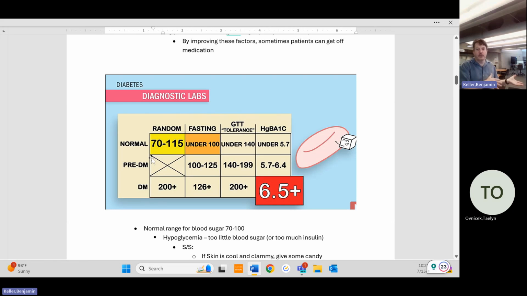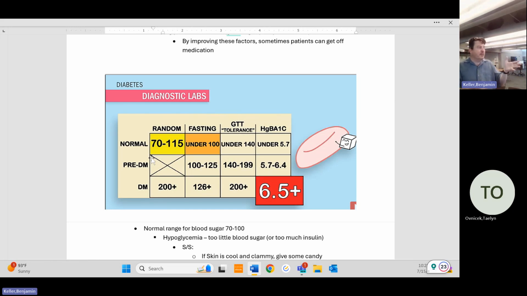Sometimes it's just as little as losing like 10% of somebody's body weight. So if you're 200 pounds, that might be losing 20 pounds. And that might be enough. So it's not a forever diagnosis. Type 1 diabetes is a forever diagnosis. Type 2 is not. It can be reversible.